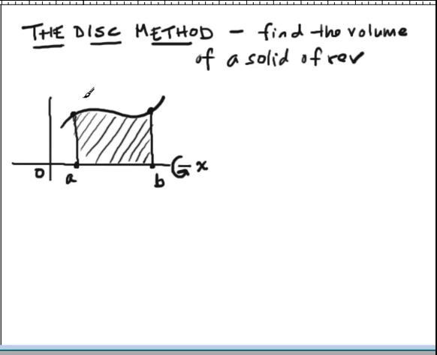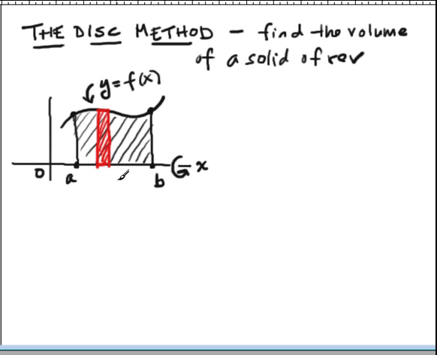So here we have a curve. Let's say this is y equals f of x. And we're looking at the area underneath y equals f of x between A and B, and we're going to rotate this about the x-axis, and that'll give us a solid, and we want to find the volume of that solid. So we break up this task. We start with the rotation of a little rectangle, a piece of the area, and we're just going to rotate that about the x-axis.